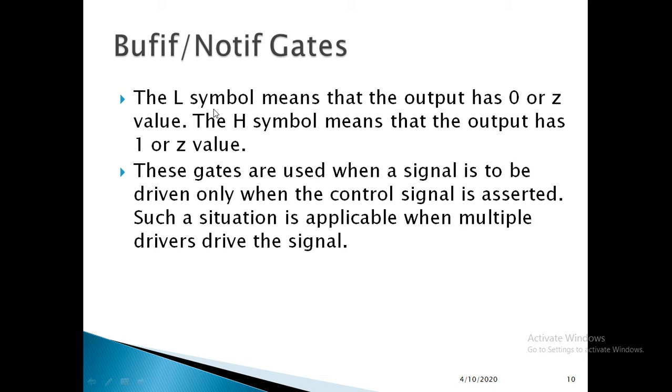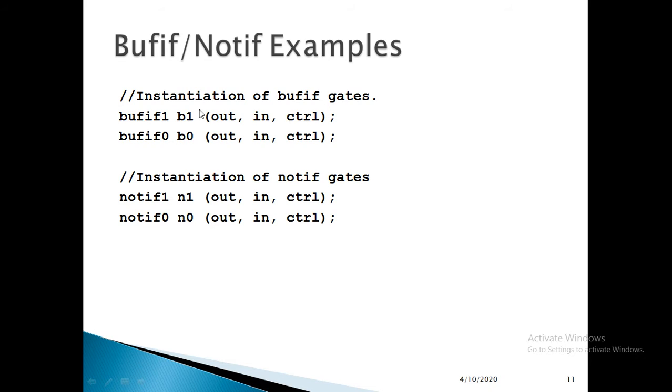Now the logic low L symbol means that the output has a 0 or Z value. The H symbol means that the output has a 1 or Z value. These gates are used when only the control signal is asserted. Such a situation is applicable when multiple drivers drive the signal. These are some examples of bufif and notif gates.